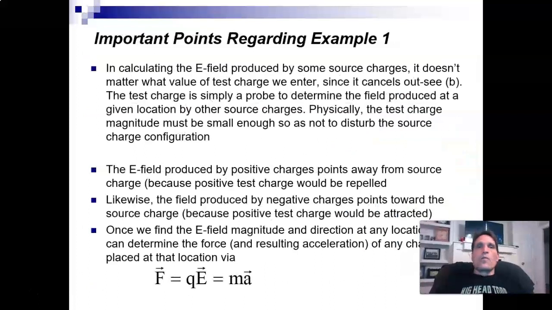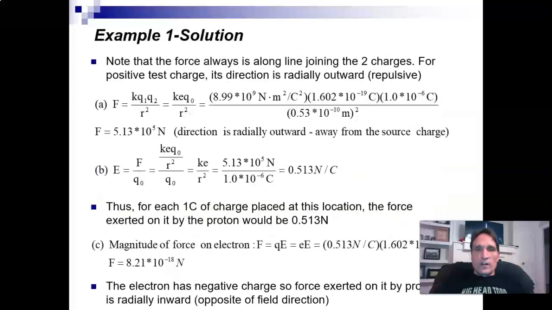So the one nice thing about this is you saw from this first example that it doesn't matter what magnitude this probe charge is. We could have put 1.0 times 10 to the negative 12 coulombs, or 1.0 times 10 to the negative 15, or 1.0 times 10 to the negative 18. It doesn't matter because you're going to divide out by that number anyway to get the electric field. So it's independent of the size of the probe charge.